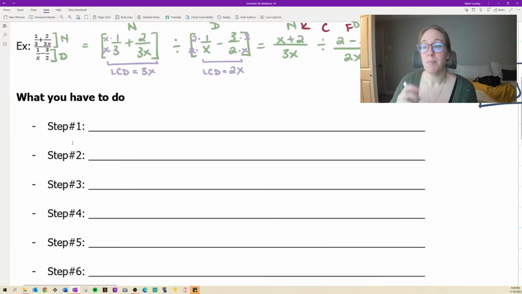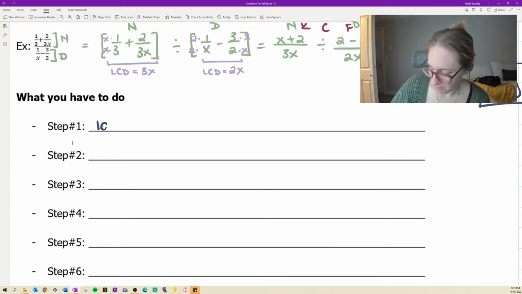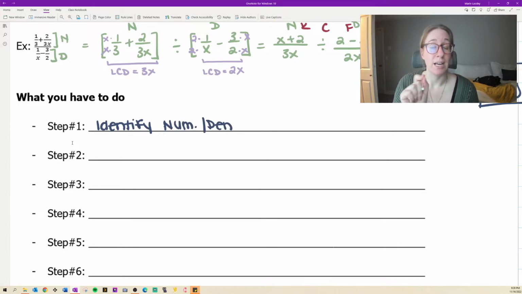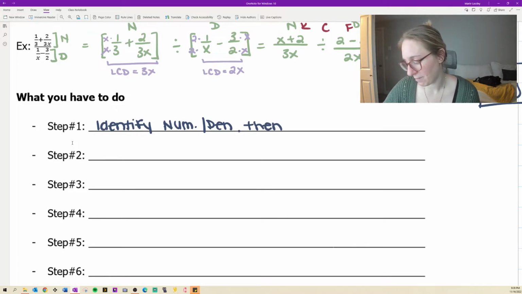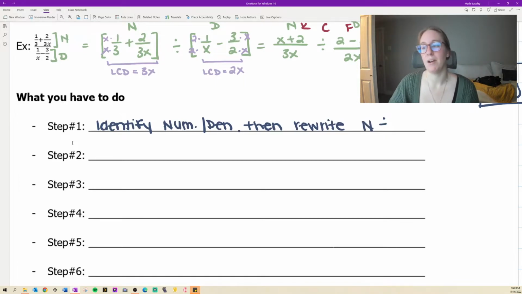So step number 1 is to identify your numerator and denominator, and then rewrite it using that division sign, as numerator divided by denominator. So there's step number 1. The very first thing that we did was we said, okay, this chunk was the numerator, this chunk was the denominator, and then we rewrote it as numerator divided by denominator.